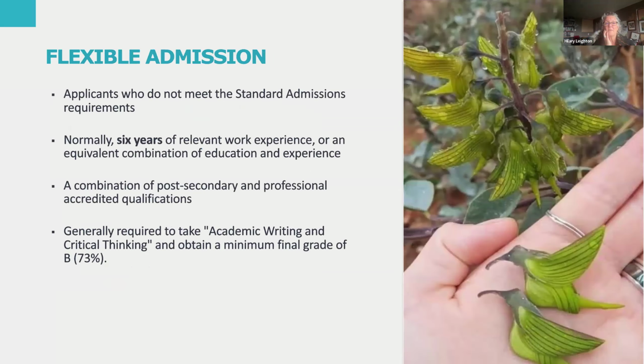Next slide, please. And we're pretty famous for our flexible admissions, as I said at the beginning. So if you don't meet the standard admissions requirements, we're normally looking for about 6 years of real world experience. Can be a combination of education, formal, informal experience, work experience, volunteer experience. I mean, we really look at each individual on a case-by-case basis. And sometimes we have conversations just to find out a little bit more about you. So generally speaking, someone coming in with a flexi admissions would take the academic writing and critical thinking. Next slide, please.